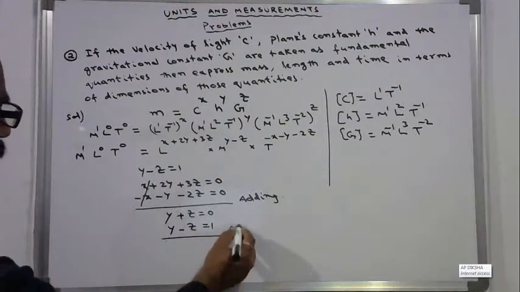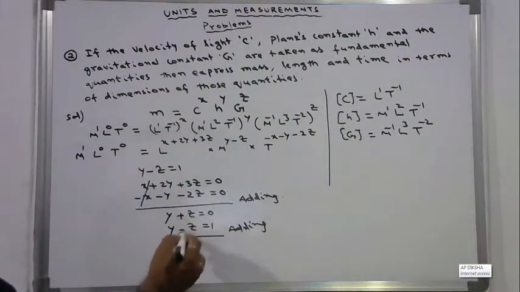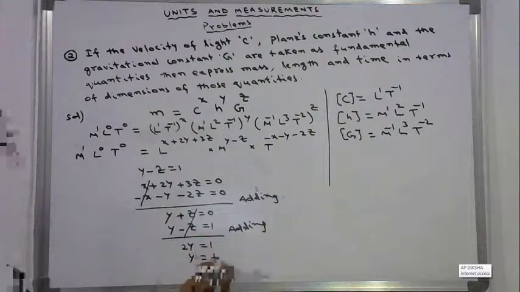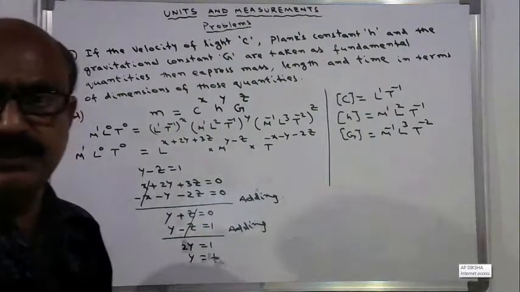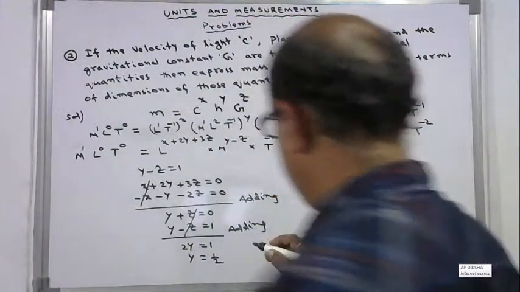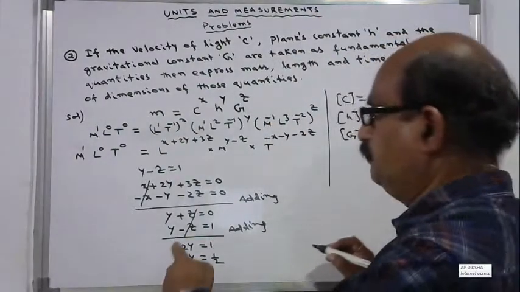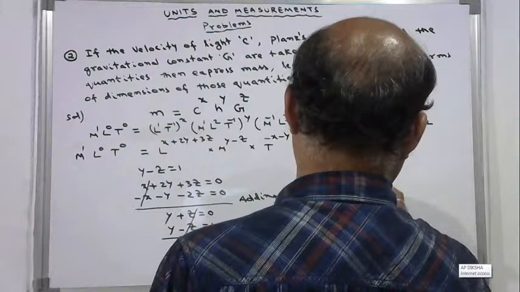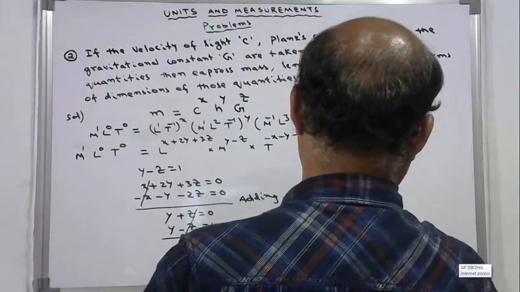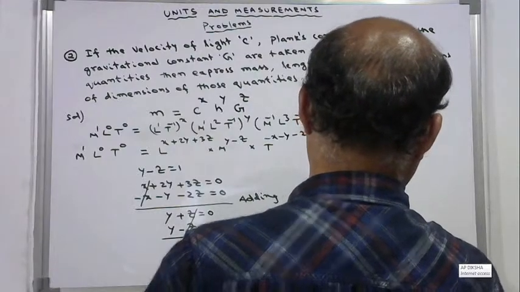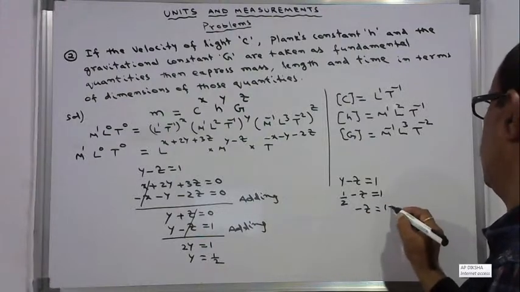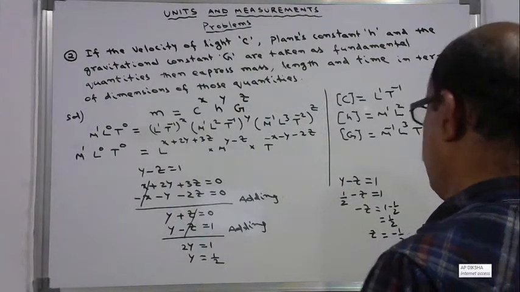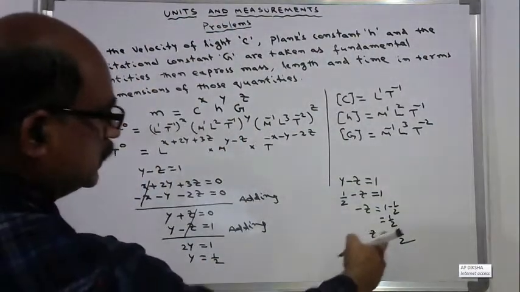Again you add these two equations. On adding these two, the z terms cancel. 2y is equal to 1, so y is equal to half. So this is the value we obtained here, y is equal to half. Next, we have to find the value of z. See, y minus z is equal to 1, but y is already half. Half minus z is equal to 1. So minus z is equal to 1 minus half, that is half. So z is equal to minus half. So y is half, z is minus half.